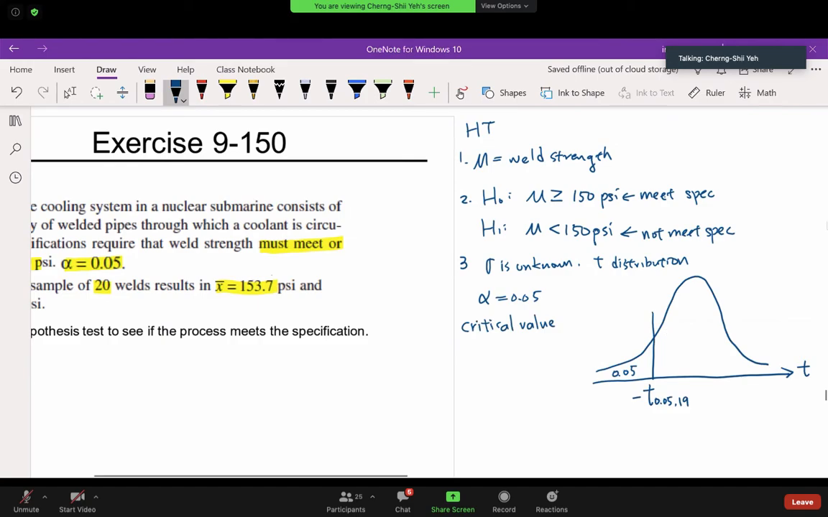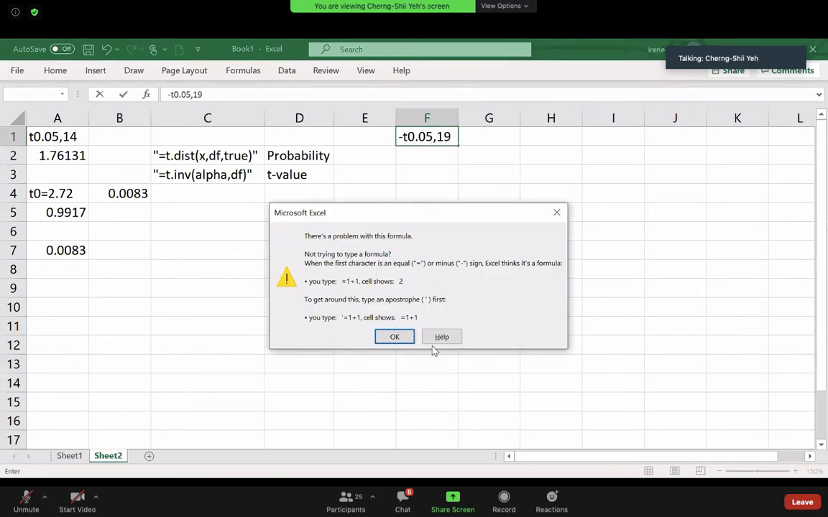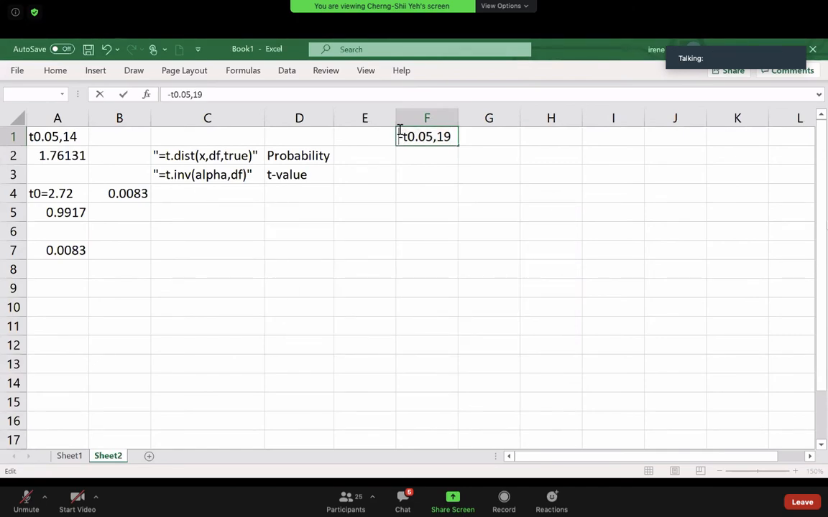Let's go to my Excel. Okay, so we're deriving the negative t value, 0.05, one-sided. Degrees of freedom is 19. This is the value we're trying to derive.